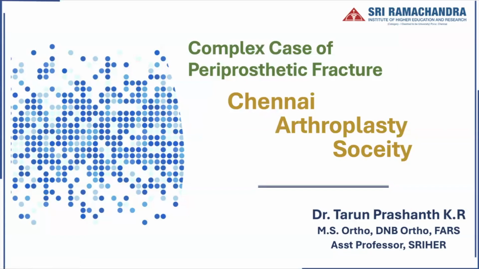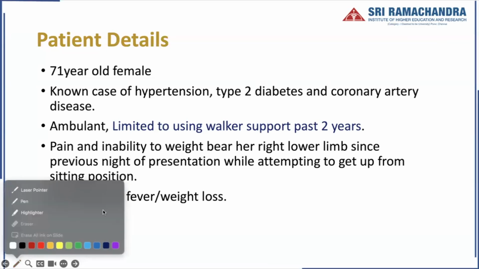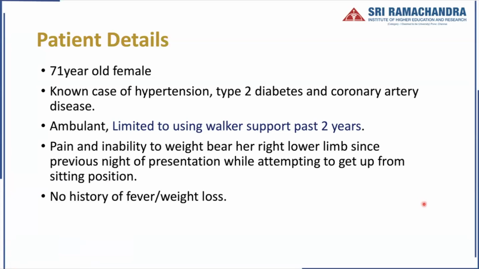Today, I'm going to speak about a 71-year-old female, a known case of hypertension and type 2 DM with CAD. She was ambulant, but limited to walking using a walker for the past 2 years. She presented with pain and inability to weight bear in her right lower limb while attempting to get up from a sitting position the previous night.